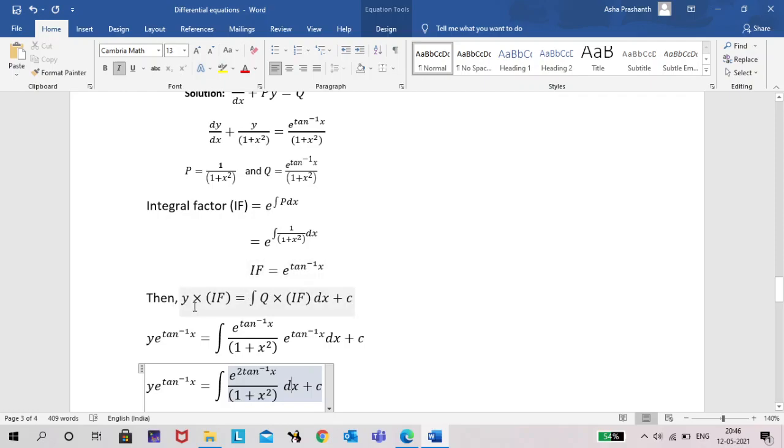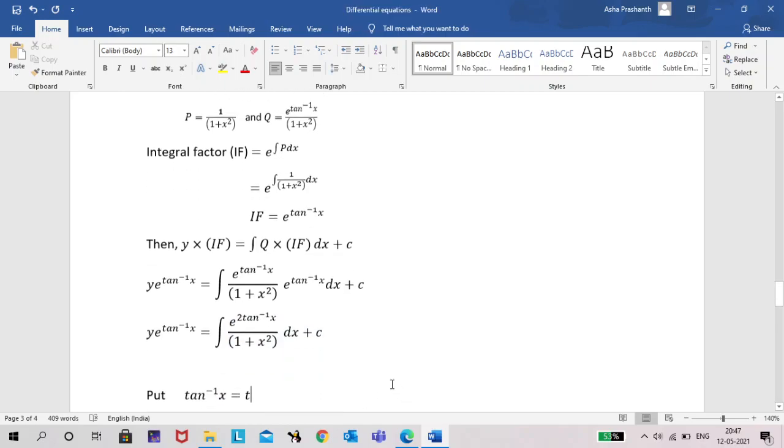So the general solution is y into integral factor is equal to integration of q into integral factor dx plus c, right? So the integral factor is e to the power of tan inverse of x, right? So I'm just substituting the value. Q is what? e to the power of tan inverse of x by 1 plus x square, and the integral factor is e to the power of tan inverse of x dx plus c. So e to the power of tan inverse of x, e to the power of tan inverse of x. So bases are same, we can add the powers. Tan inverse of x plus tan inverse of x becomes 2 tan inverse of x, right?